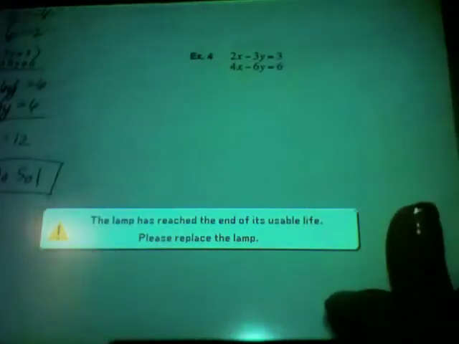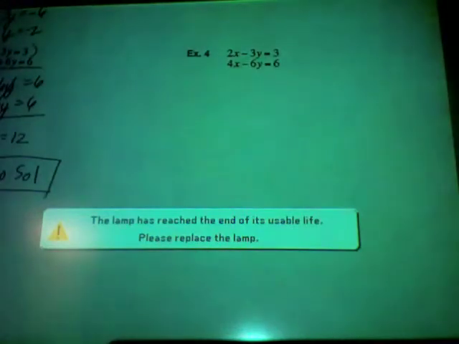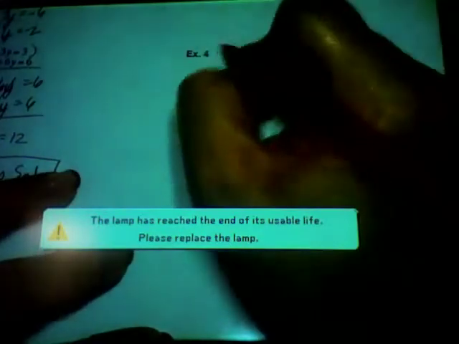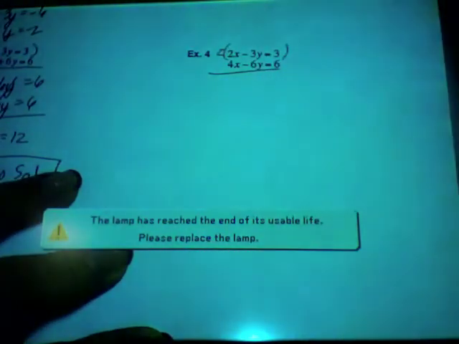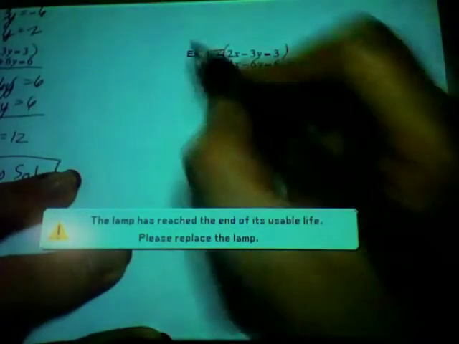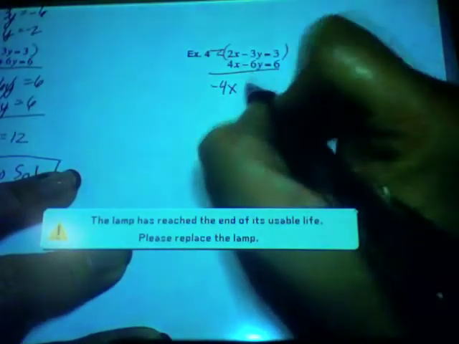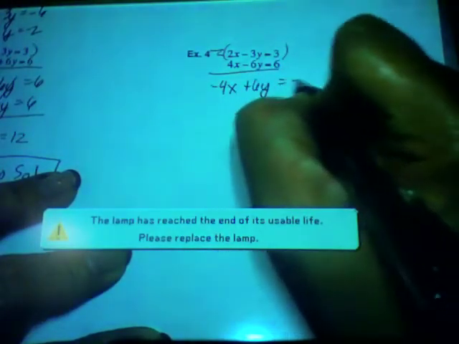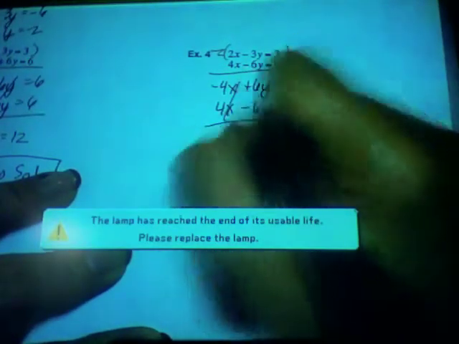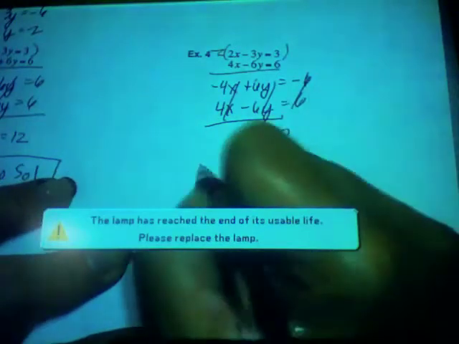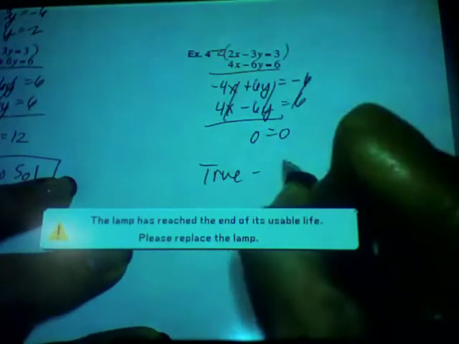Last one. And I do know we're going to run out of time. I would get rid of, it doesn't really matter, multiply the top by 2. Watch what happens. So you get actually a negative 2, right? You get a negative 4x, a positive 6y, and a negative 6. This time, when everything cancels, don't you get 0 equals 0? That's true. Your solution is all real numbers.